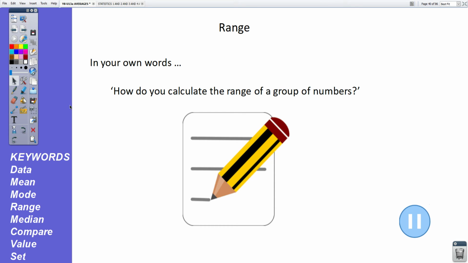So, in your own words, how do you calculate the range of a group of numbers? Pause your video, please, people, and write down in your own words what we mean by the range.